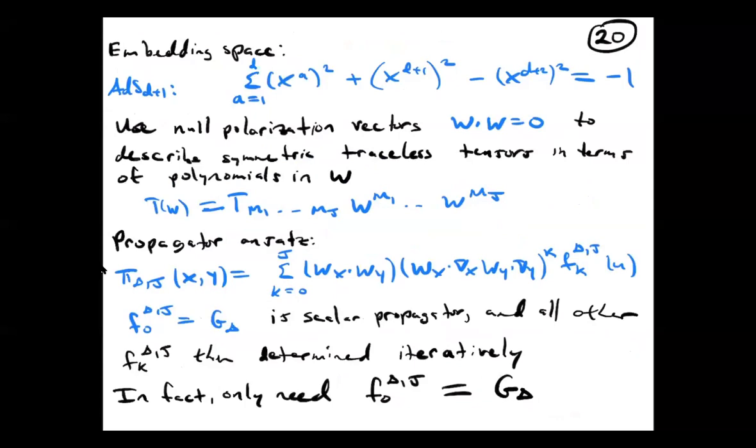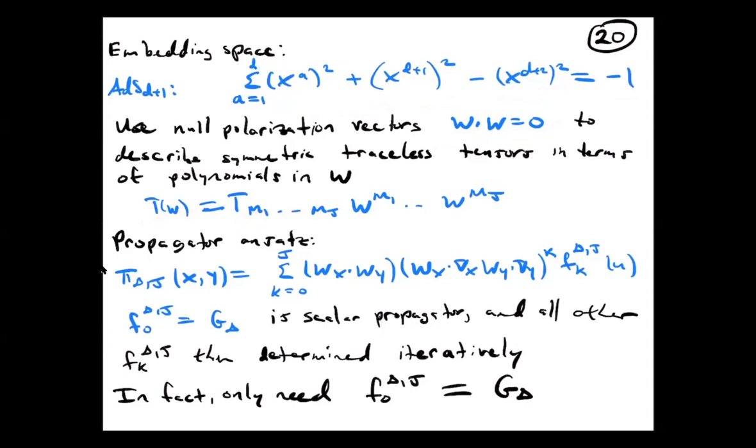So in this paper, they do things in embedding space, where we realize AdS as this hyperboloid. And then rather than work with indices all over the place, it's nicer to work with contractions with polarization vectors, and to work with polynomials in those polarization vectors. So we introduce a polarization vector W. And since we're dealing with traceless tensors, we can allow those vectors to be null. So this tensor is now replaced by a polynomial in terms of these null vectors.